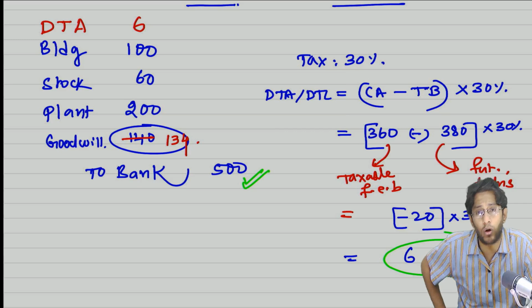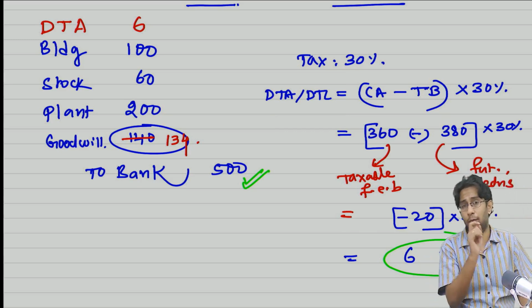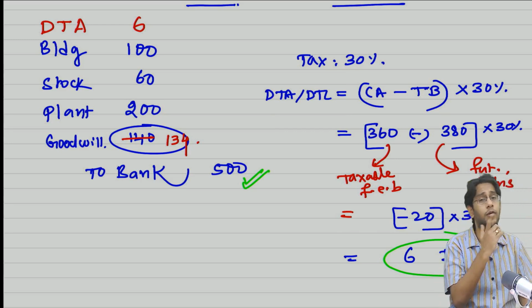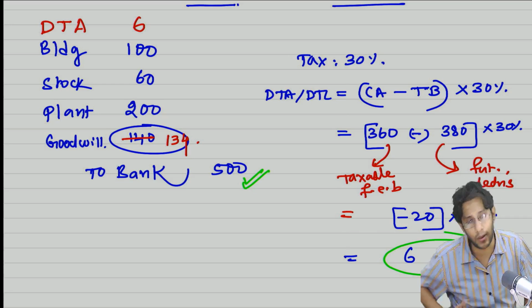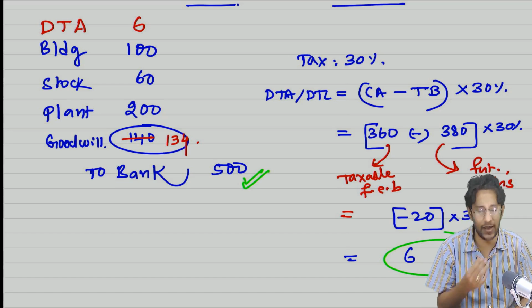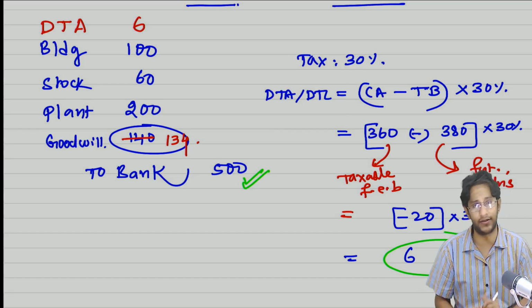Sir, what will happen if I do not recognize the DTA? If you do not recognize the DTA, the amount what you paid for future tax saving is getting subsumed into goodwill. Anything that goes into goodwill will stay forever in the balance sheet. So recognize any taxes. Of course, I just took an example of DTA. It could be a DTL also. So DTA or DTL that has to be recognized.